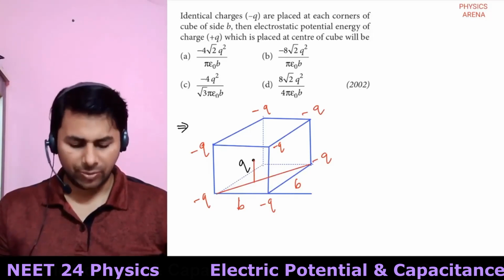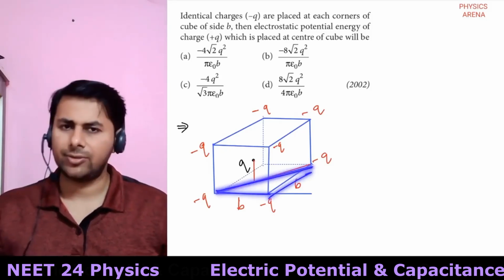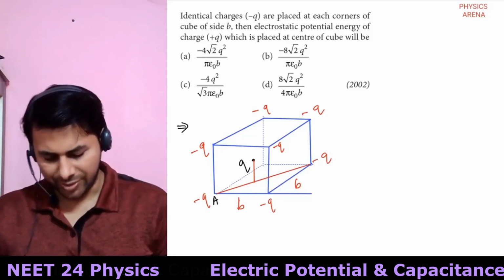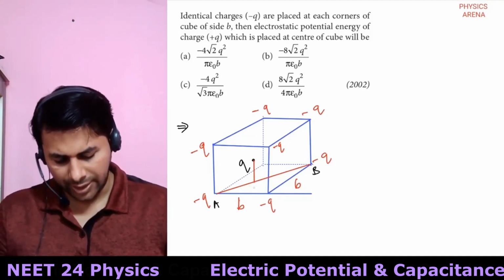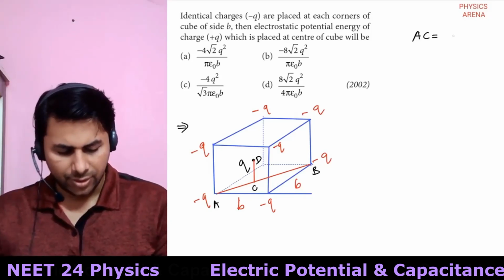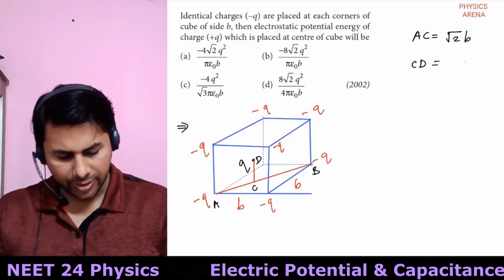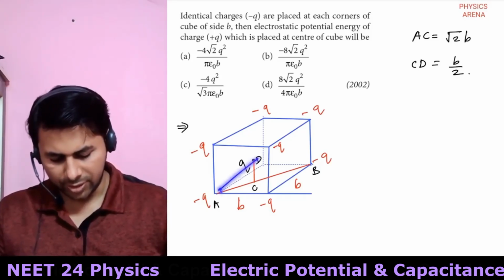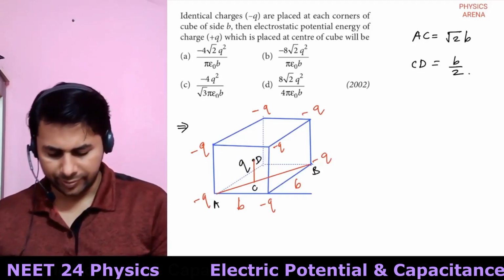What about this distance? How can you find it out? This is the diagonal, so b square plus b square will be equal to this distance square. So it is root 2b. Let's call the points a, b, c, d. So distance AC is equal to root 2 times b, and distance CD is b by 2. We want this distance AD, because the distance of all charges from this charge will be equal to this much distance.